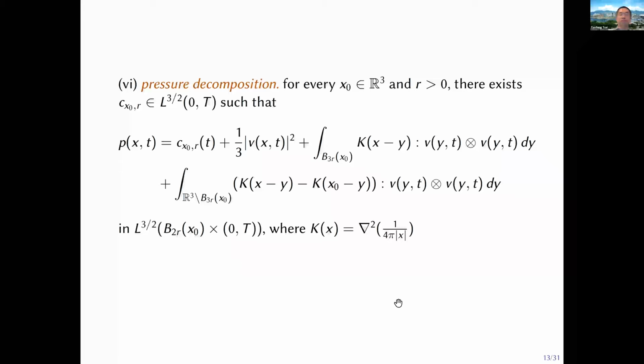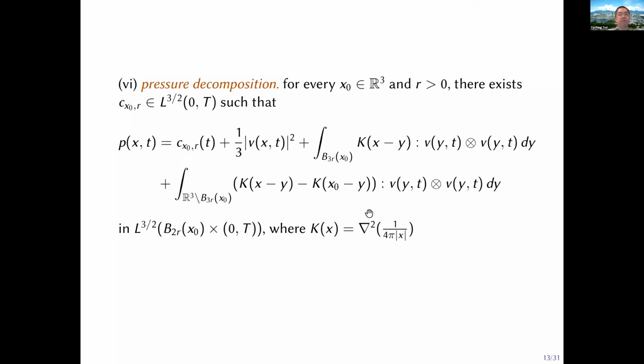For any x naught and any radius r, we can find a function of time only, and we can decompose the pressure into these terms. Here there's no space dependence, and this part is basically a local part. This is computed over a ball, center x naught. This one is the far field part, it's outside the ball. But when we do this computation, we have to subtract the K at x naught minus y. And here, this equality makes sense in L3/2 in this parabolic cylinder. And this K here is the kernel, the gradient squared of the fundamental solution.